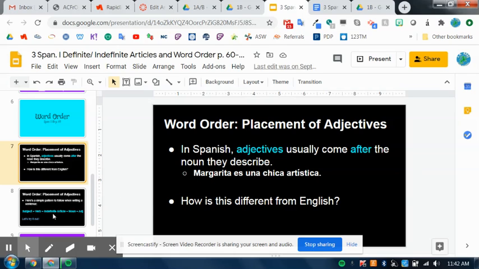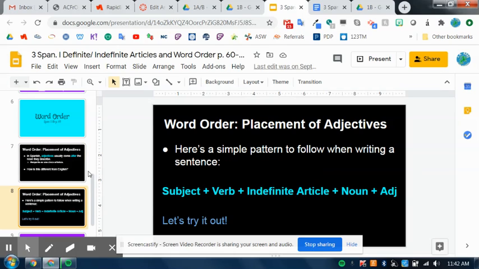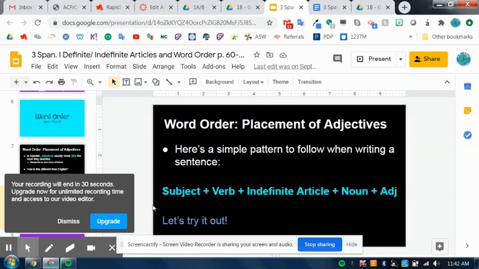So for those of you that are more visual, maybe a little bit math, here it is written out in plain old English. Very basic pattern for you to follow is subject plus verb plus indefinite article plus noun plus adjective. That would be, for example, Margarita es una chica artística. Margarita is a artistic girl.